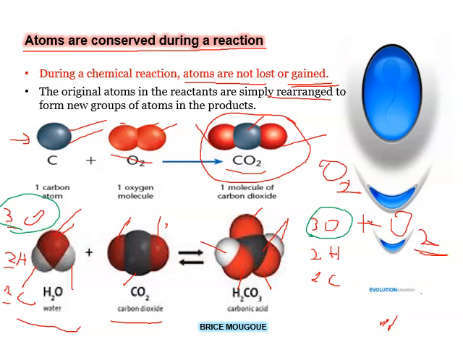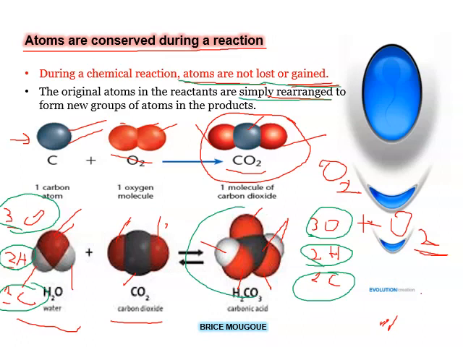We see also 2 atoms of hydrogen balances with 2 atoms of hydrogen on the left side. And we see also 1 atom of carbon balancing with 1 atom of carbon on the left side. So we can clearly see, like we said, that during the chemical reactions, atoms are not lost or gained. They are simply rearranged, because the arrangement here is different from the arrangement that we had here.